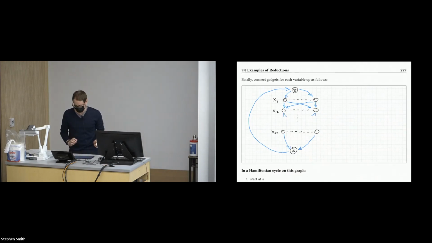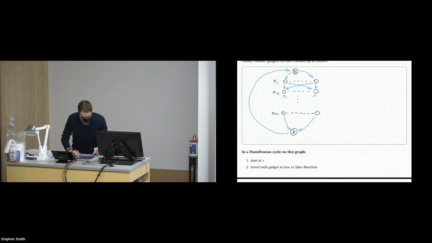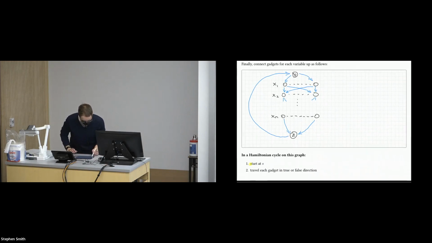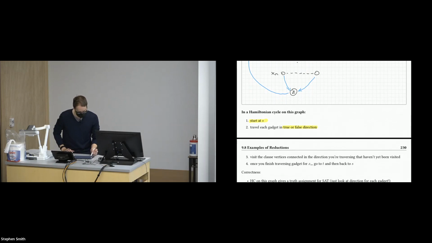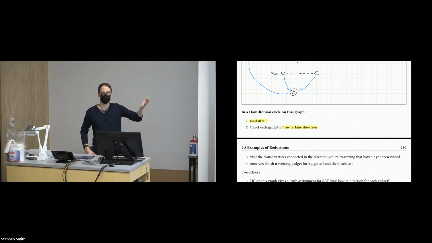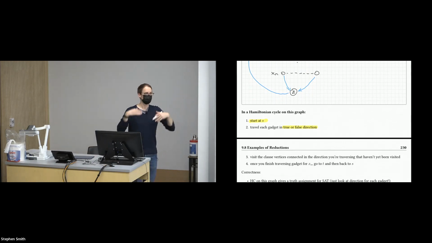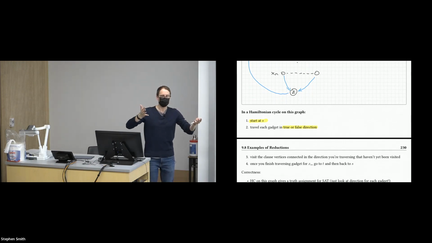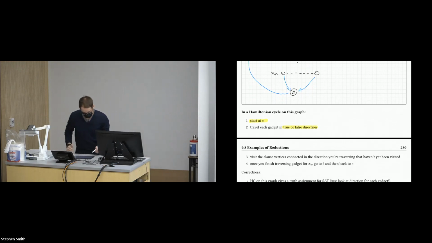But this is the construction. And so what we do is basically start at S, travel each gadget in the true or the false direction, and visit the clause vertices connected in the direction you're traversing that haven't been visited yet, right? The Hamiltonian cycle can't visit something twice. So the first variable that satisfies the clause gets to visit it, and all the other ones skip it. Once you finish traversing the gadget for Xn, go to T and then back to S.